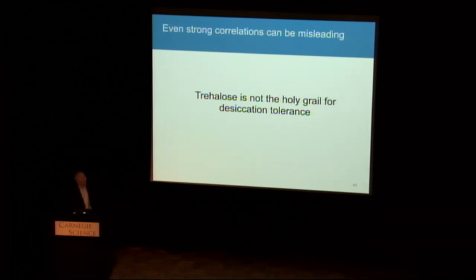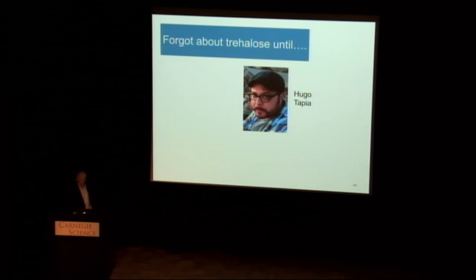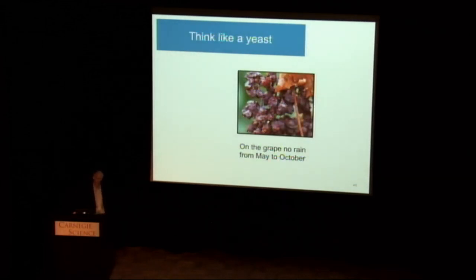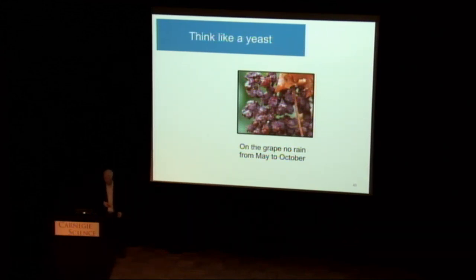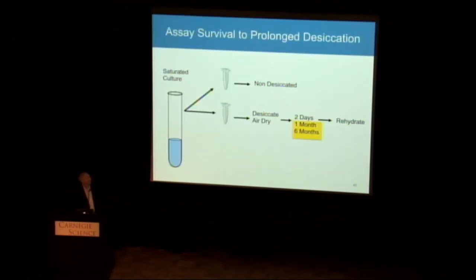So we forgot about trehalose until a very talented postdoc came to the lab, Ugo Tapia. And Ugo said, Doug, you've been making a mistake. The problem is you're not thinking like a yeast. I've often been accused of thinking like a yeast, but certainly relative to your astronomers, I probably do. Anyway, it turns out that yeast, at least in California, see no rain from May to October. And so maybe we didn't do the experiment right. So let's think about it.